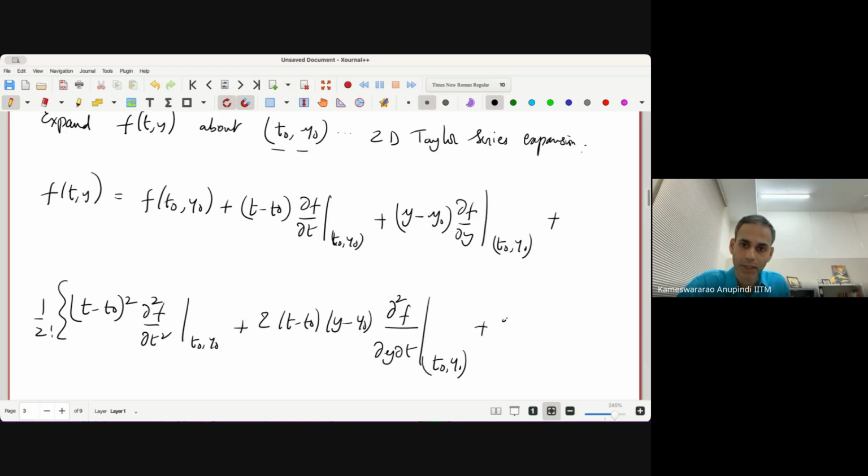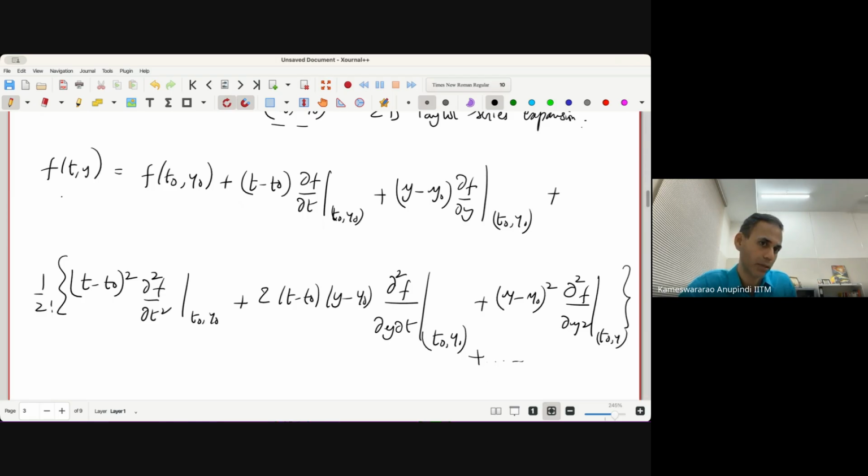And then plus I will have (y minus y0) squared times del square f by del y square at t0, y0, and then plus you will have the third order terms and so on. Okay, so that is how I can expand f of t, y. This is straightforward. If it was only an expansion about one single term, that is about t0, we would have only had this term, this term, this term, and so on, right? But because now it is a two-dimensional expansion about both t0 and y0, we have these remaining terms that are there.